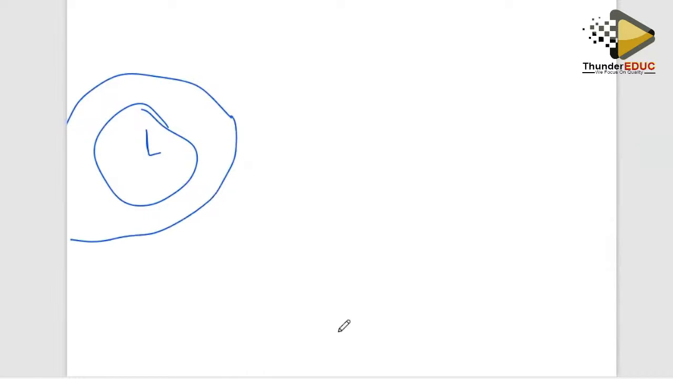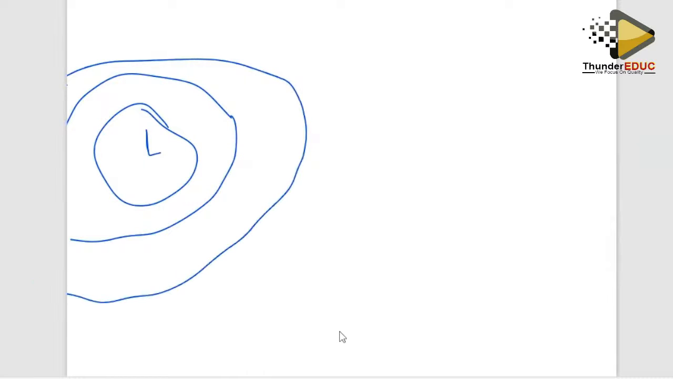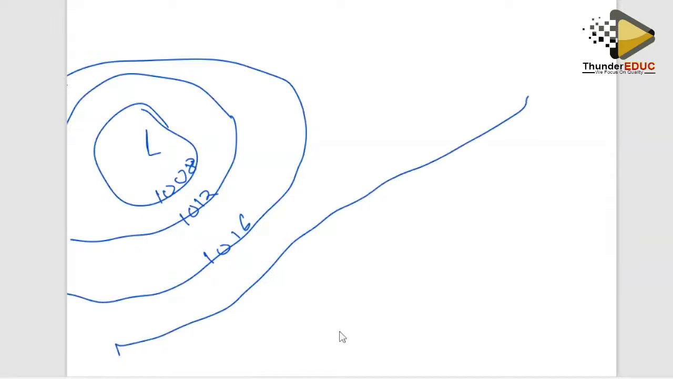Let's say you are seeing maybe there's an L and there are some lines like that. And maybe those lines have got some figures. Maybe this is 1008, 1012, and then 1016. And maybe there's another one which is going there, it's 1020. These lines here, we call them the isobars.